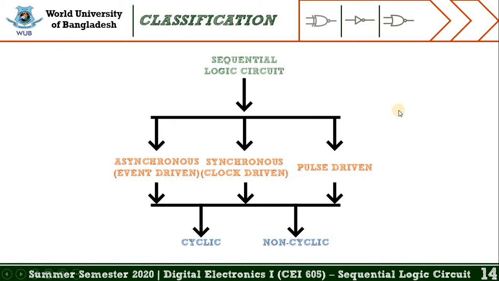Well, this slide represents the overall scenario of the classification of sequential logic circuits. As we have already just learned, the sequential logic circuit is classified into three main types. Actually, two types. Pulse driven is actually an addition. So actually two types. One is asynchronous and another one is synchronous, where asynchronous is also known as event driven, and synchronous is known as clock driven. And after this classification we get cyclic and non-cyclic.